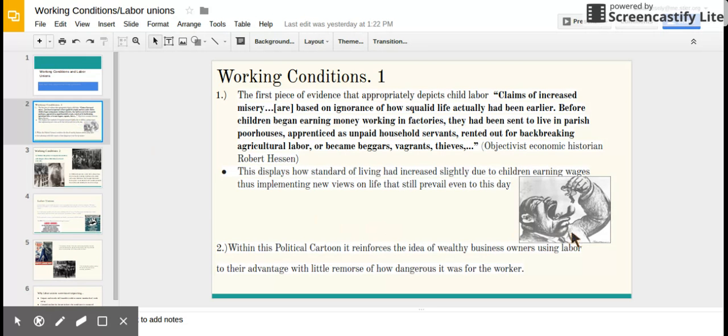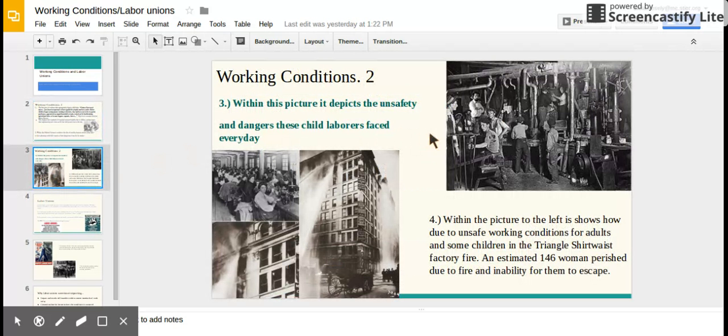In this political cartoon, it depicts how wealthy business owners took advantage of the lower class workers and benefited the most from their work. This picture shows how unsafe the conditions were that they worked under and faced daily, and how the business owners did not protect them in any way from what they were facing. They had a lack of proper clothing, and precautions were not being taken to protect the children.